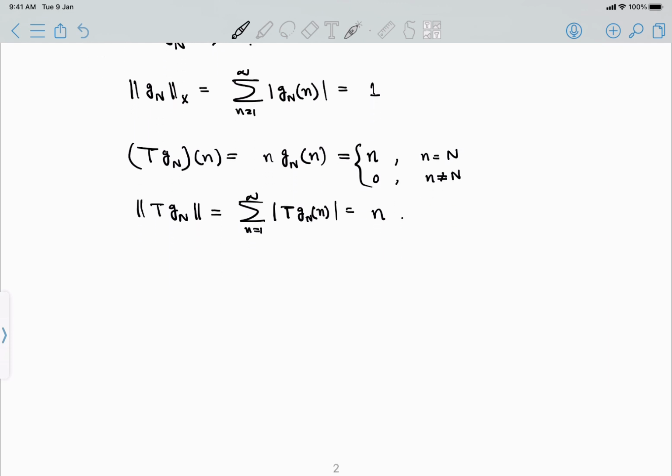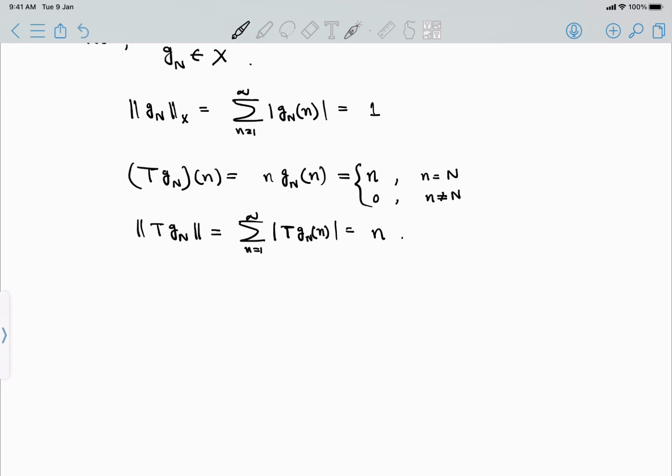Okay, and so can T be bounded now? So note that, T is bounded means T of X should be less than C times norm X for all X in that space X, right? If T is bounded.